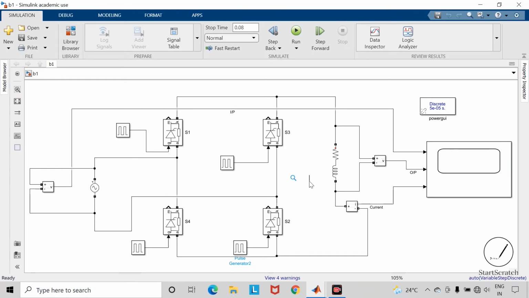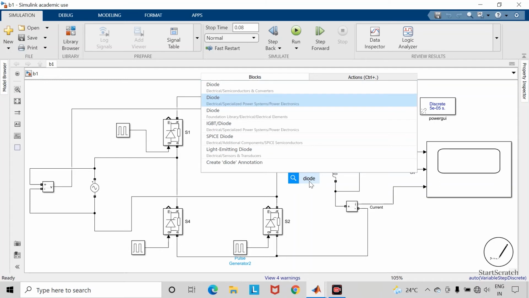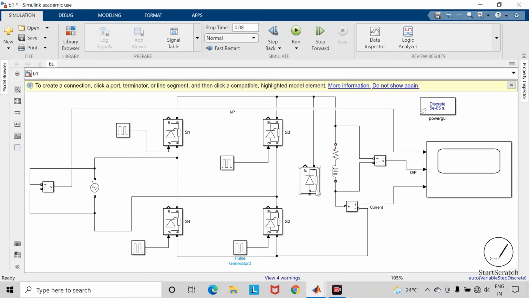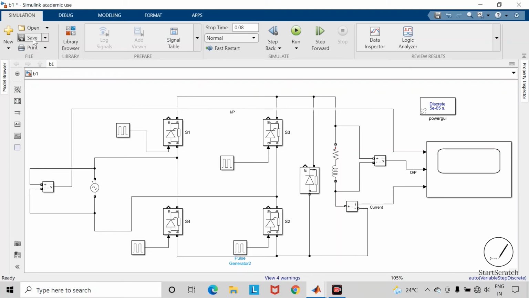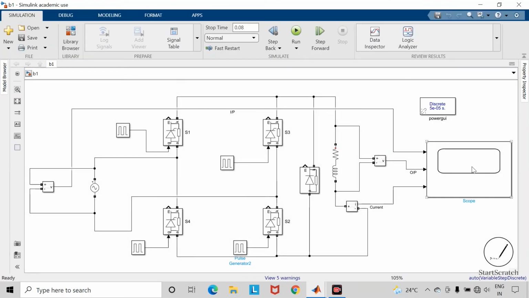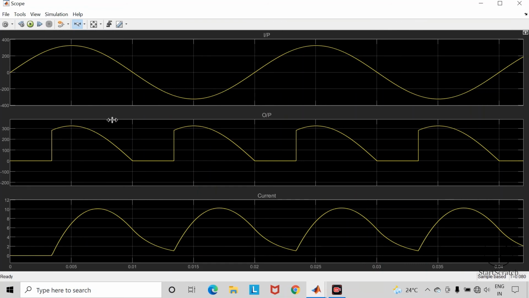So let us take a diode present in the specialized power system library. Connect this diode in parallel with this load. Now save the changes and run the simulation. Open this scope block. So here you can observe the change in the output voltage and current waveform.